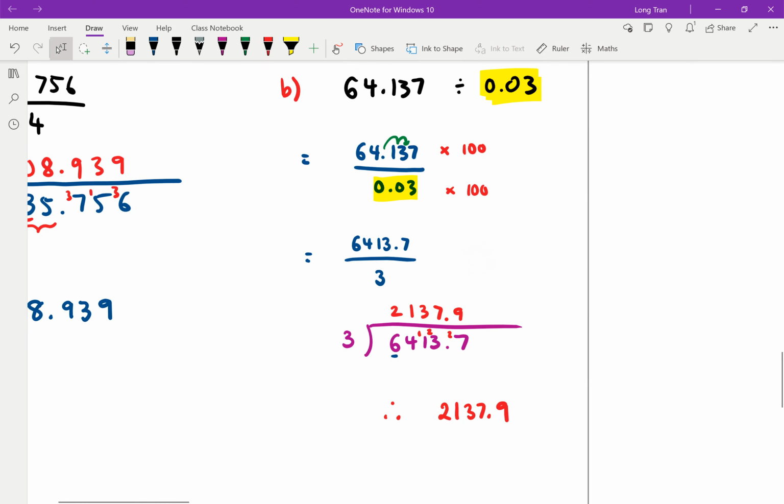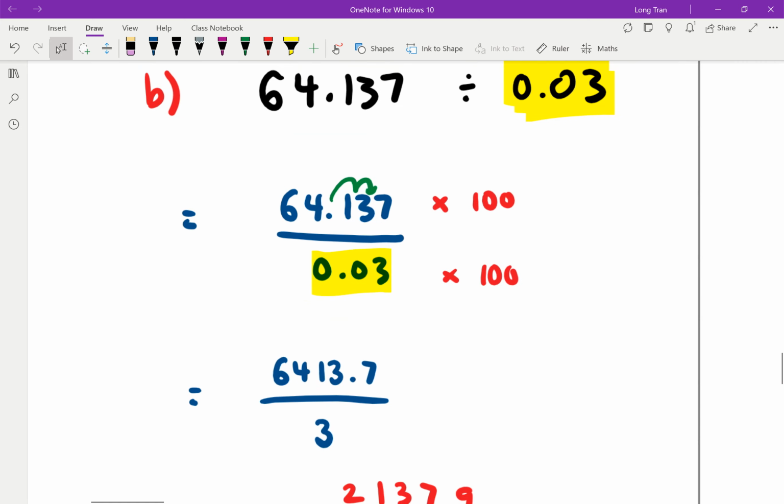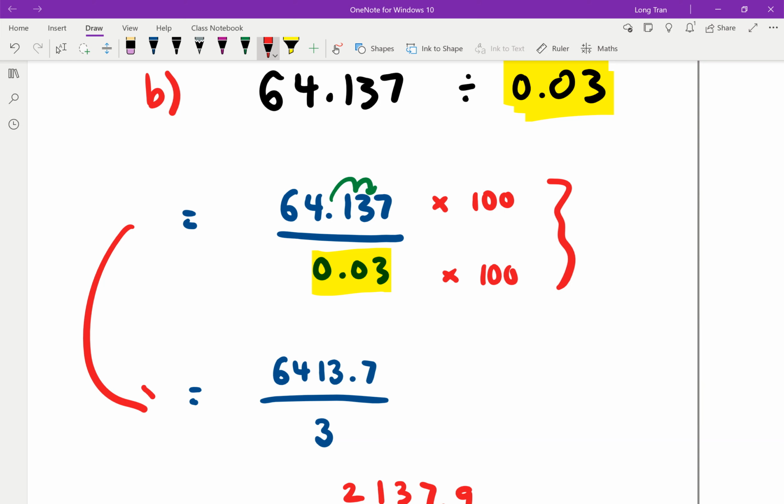Now notice the difference here. Unlike multiplication, where you normally have to change the answer at the end, in division you don't. Why? Because in division, you've already kept everything the same. You times it by 100 on the top, you times the bottom by 100. These two are equivalent. 64.137 divided by 0.03 is the same thing as 6,413.7 divided by 3. That's why you don't have to do anything else, because both equations are the same.